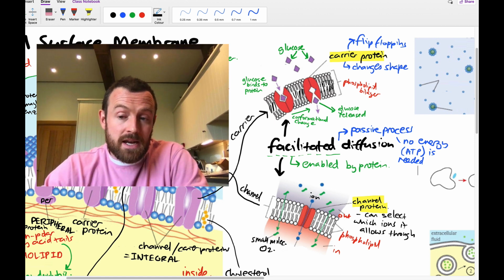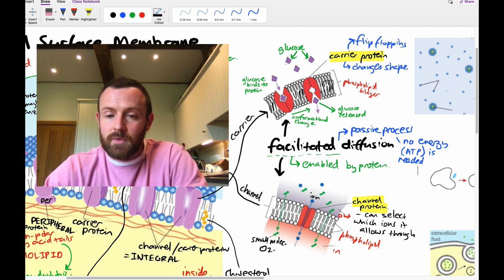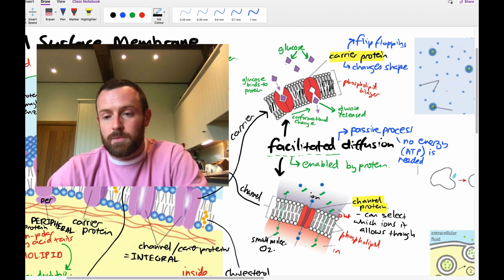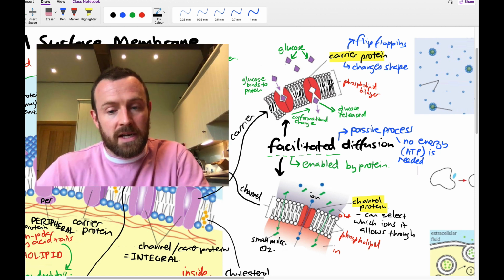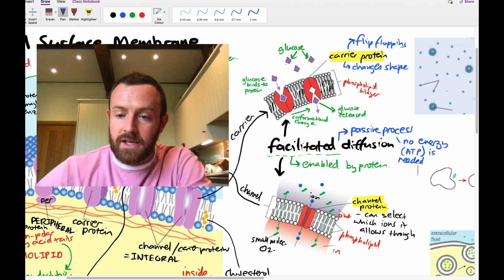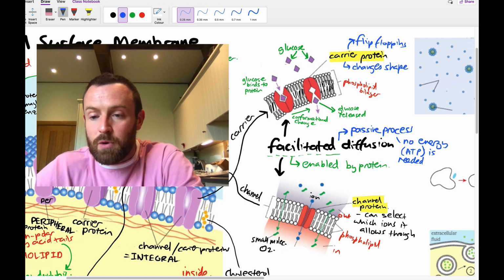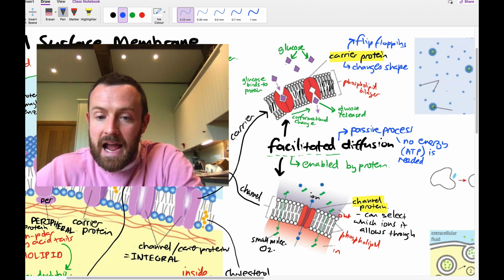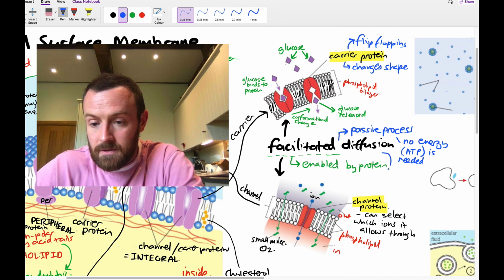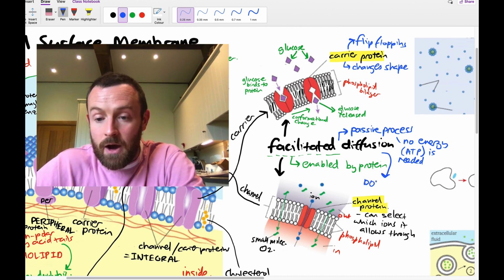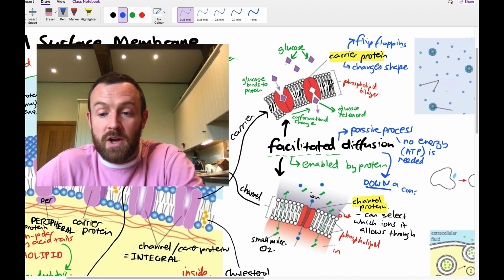If something needs energy, we have to use active transport. Okay, so why would it need energy? I need to add one more thing here. So facilitated diffusion, passive process, no energy is needed, and it is always down a concentration gradient. Okay, that's why it's diffusion.